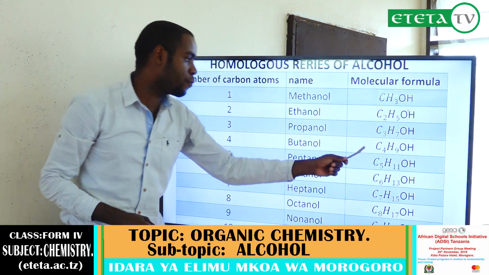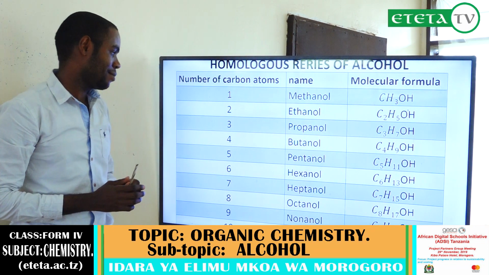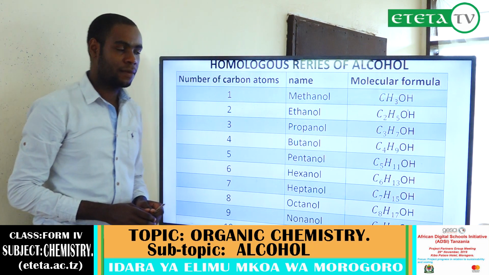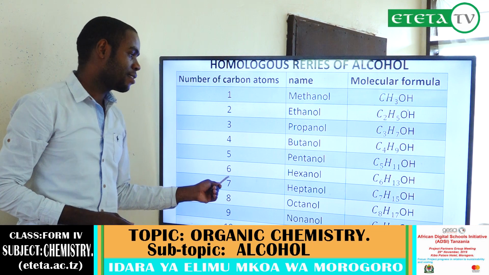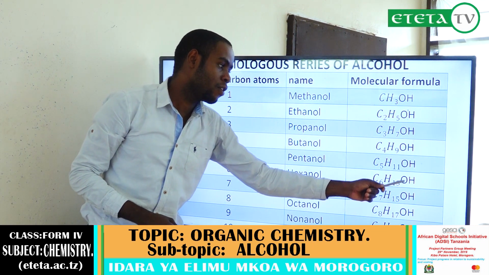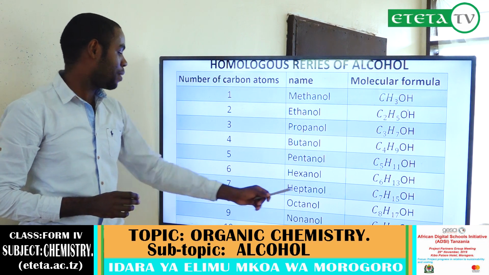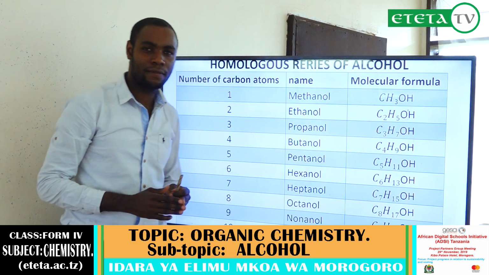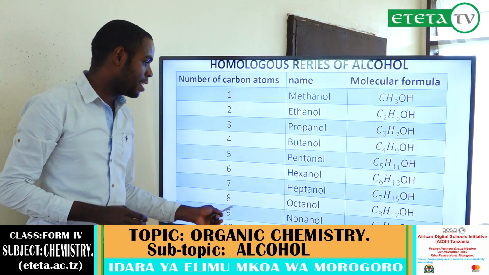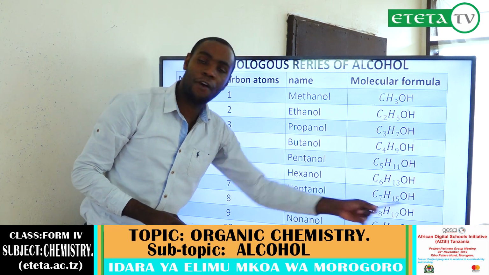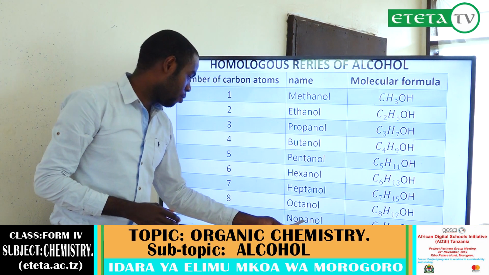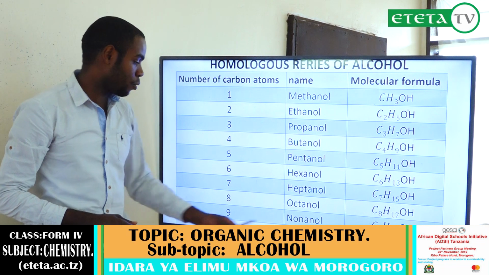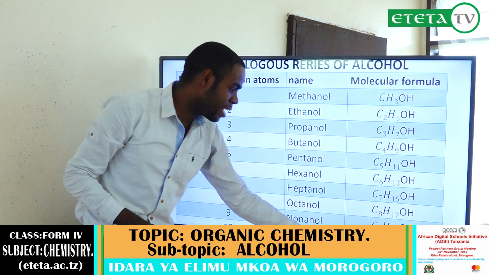Butanol is C4H9OH. Pentanol, 5, C5H11OH. Hexanol is 6, it is C6H13OH. And heptanol is 7, which is C7H15OH. Octanol is 8, C8H17OH. Nonanol is 9, it is C9H19OH. Finish with decanol, 10, C10H21OH.